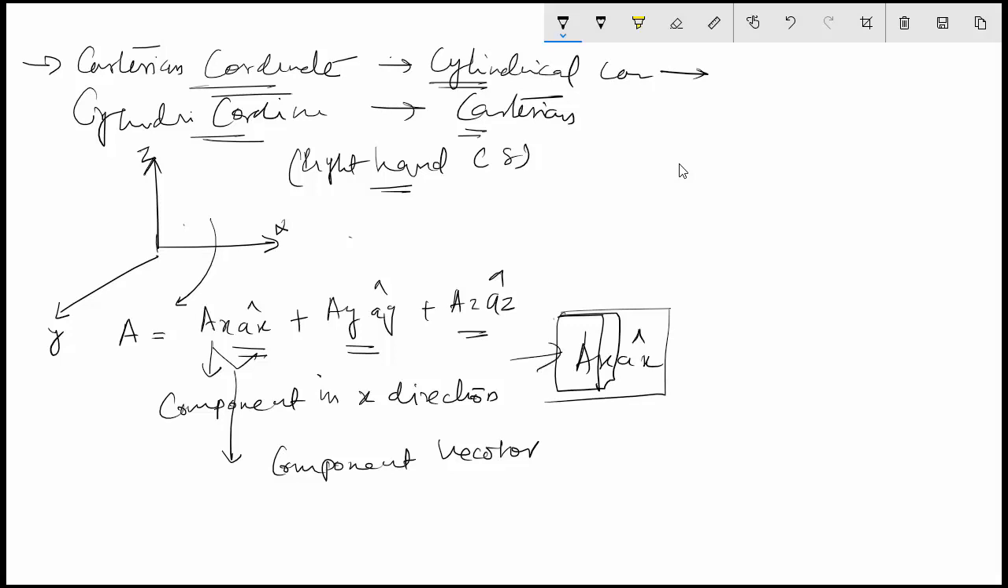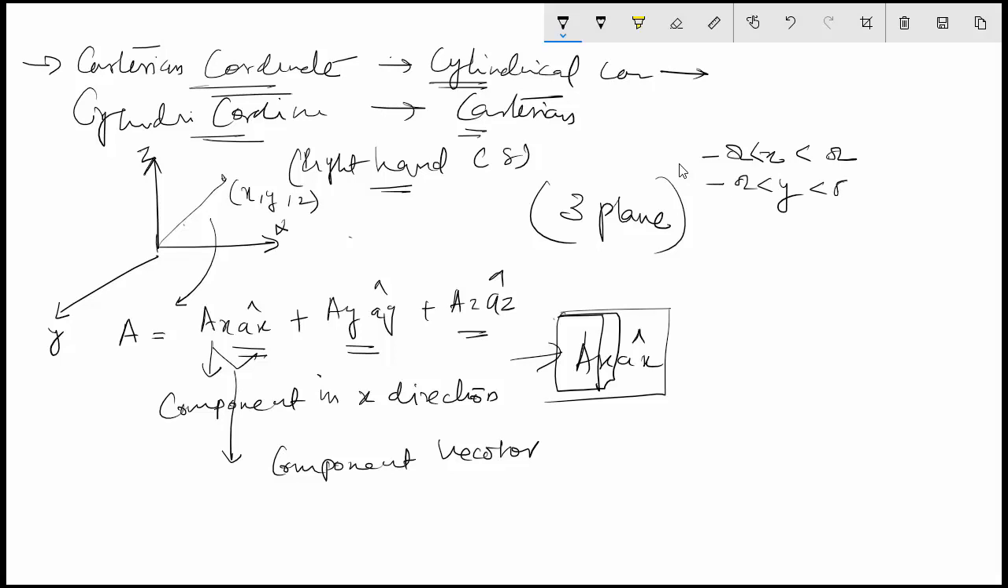So again, this Cartesian coordinate system is made up of three planes, so it is possible to represent any point in space using x, y and z, and x, y and z are three planes. Like x is going from minus infinity to infinity, and y is going from minus infinity to infinity, and z is going from minus infinity to infinity. And the next kind of coordinate system which we are going to deal with is the cylindrical coordinate system.